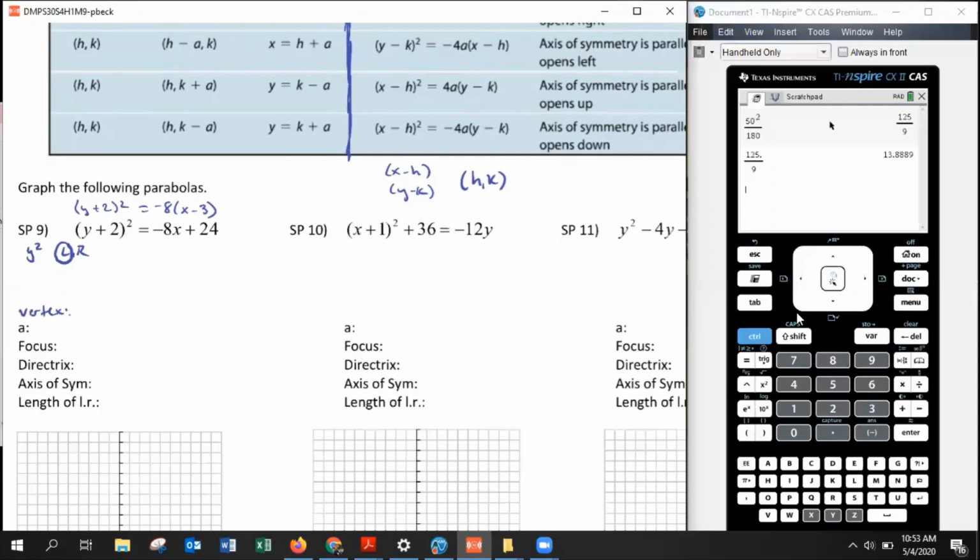What I would like to do right now, and I really should have vertex listed here. Our vertex is h comma k. The h, remember, goes with the x. So the h is going to be 3. And the k, because that's a plus 2, is a -2. So our vertex should be at 3, -2. Let me go ahead and plot that.